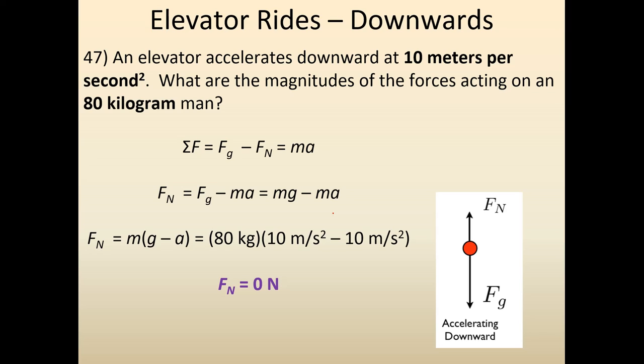So what's going on in this case? Essentially, both me and the elevator are in free fall. And because the ground is now falling below me at the exact same rate that I'm falling, I don't have a normal force anymore. There's no connection between me and the floor because the floor is pulling away from me just as quickly as I'm going towards it.